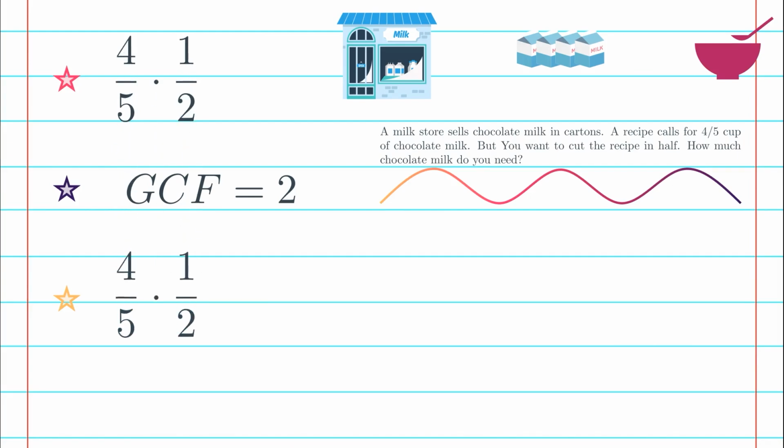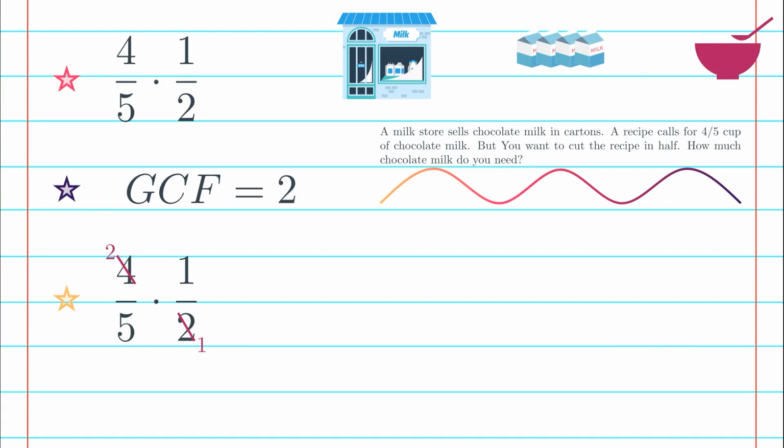If you're not sure how to find the GCF, I recommend you watch the video on greatest common factor on this channel before you continue. So, after dividing both the numerator and the denominator by 2, we get 2 times 1 over 5 times 1.